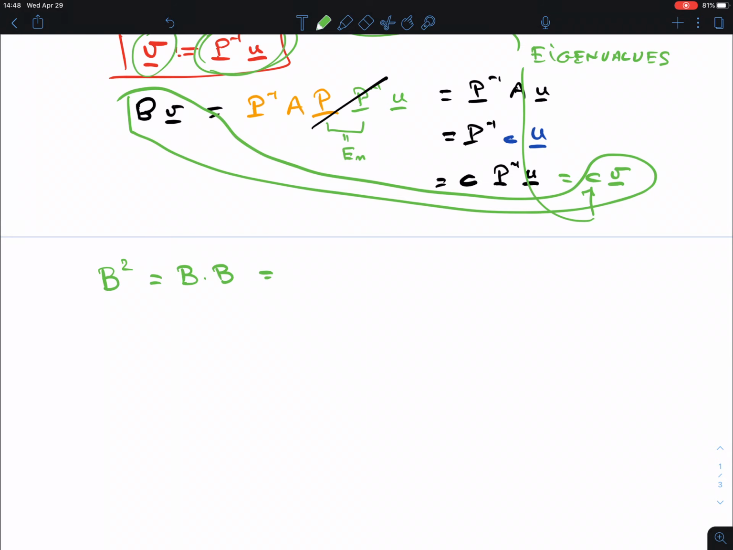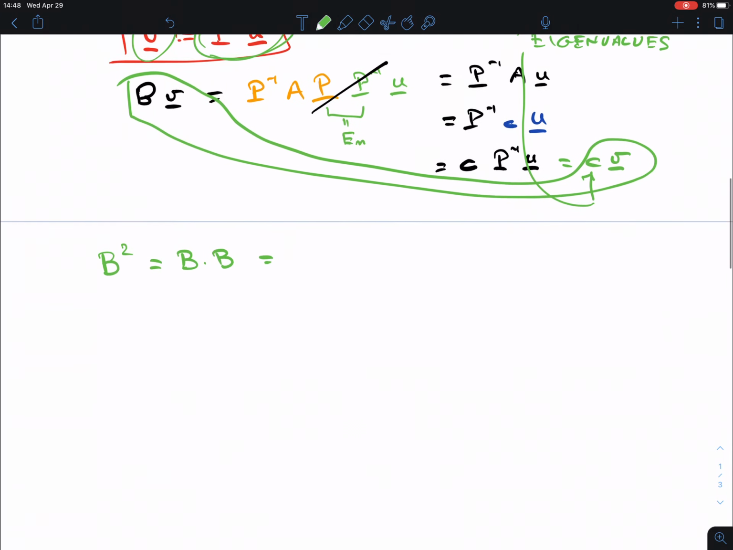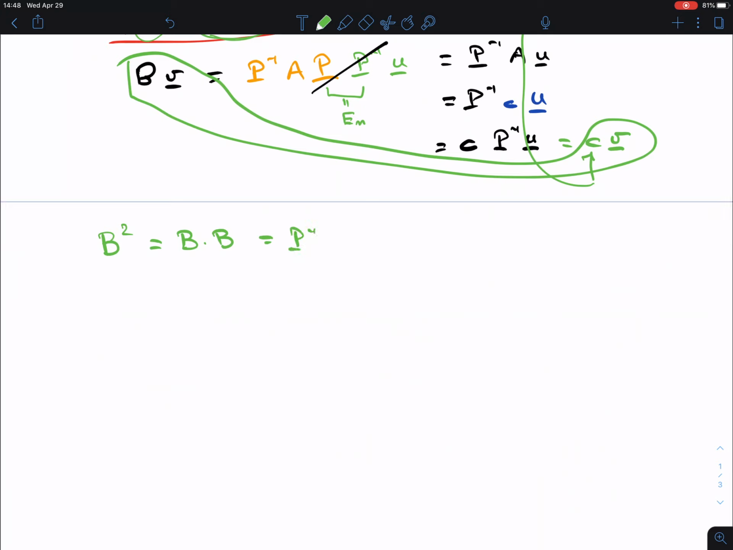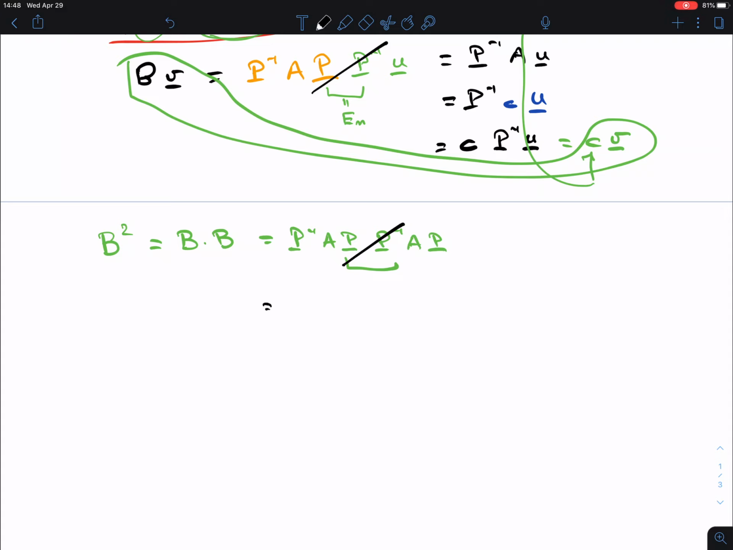Now B, remember, was P minus 1 A P. That's the first B, and the second one is also P minus 1 A P. I'm not writing the dots in the middle anymore, it's all multiplication. Ah, we see again, this pair here, they cancel out, right? So again a cancellation. So we get P minus 1, A times A, that's just A squared, P.